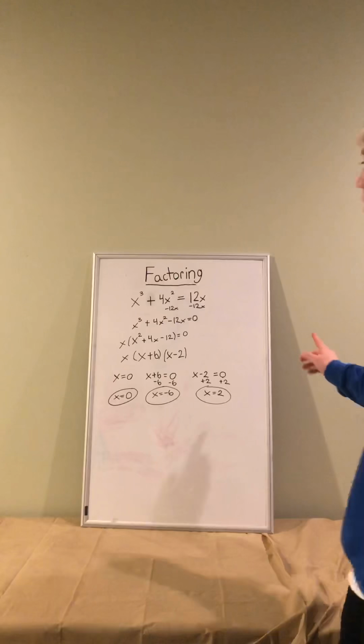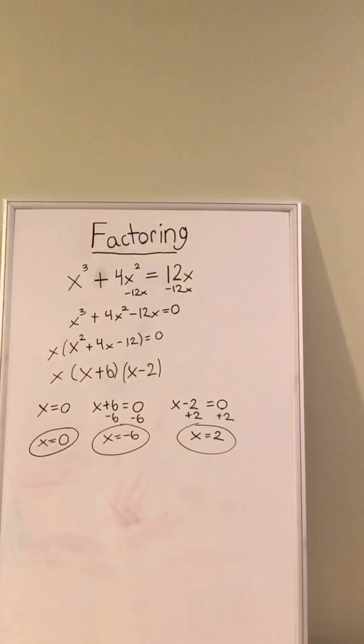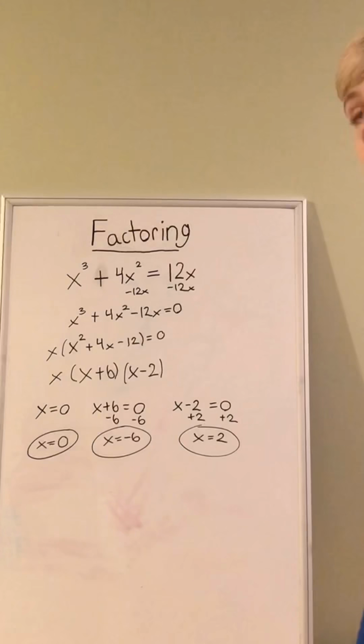So we have the equation x cubed plus 4x squared equals 12x. First off, it's not equal to 0, so we're going to have to make it equal to 0 by subtracting 12x from both sides. So now our new equation is x cubed plus 4x squared minus 12x equals 0.